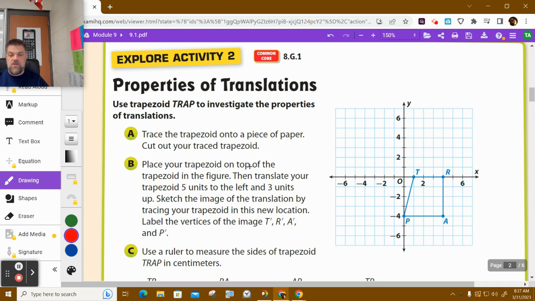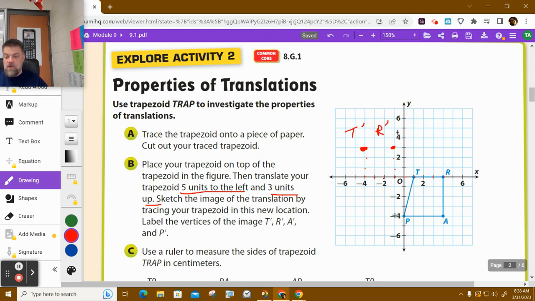So it says here, place your trapezoid on top, then translate it 5 units to the left and 3 units up. So this is my T, so I'm going to do 5 units to the left, 1, 2, 3, 4, 5, and then 3 units up. 1, 2, 3. That's going to be T prime, right? Then I'm going to do the same thing with R. I'm going to go 1, 2, 3, 4, 5, and then up 1, 2, 3. Is that right? And that would be R prime.